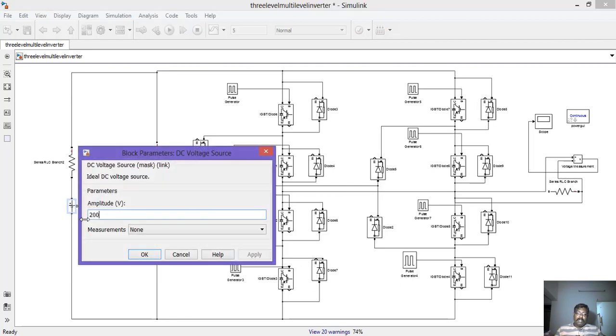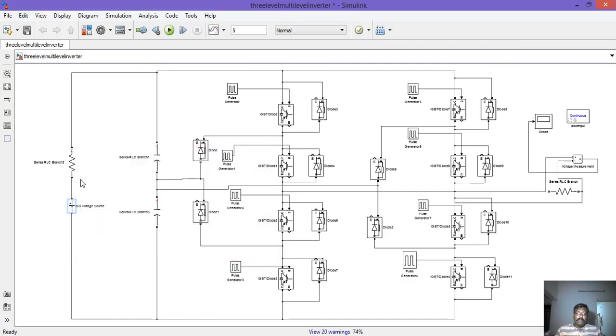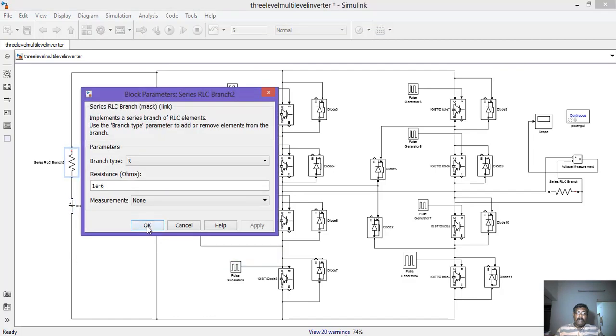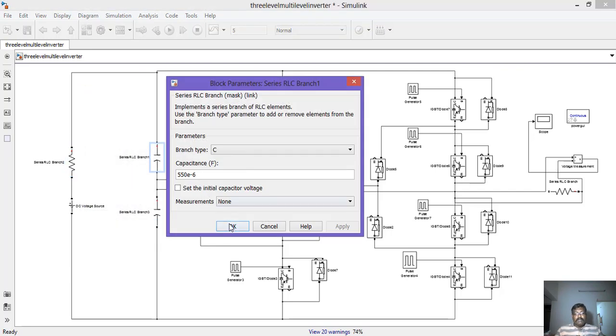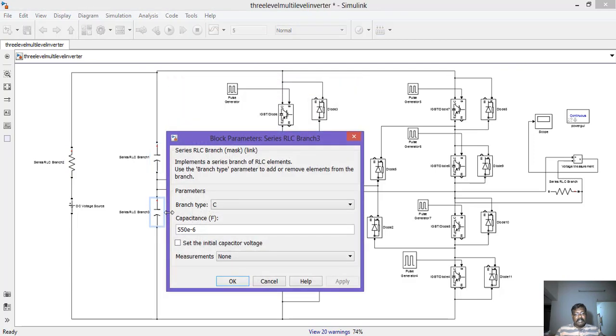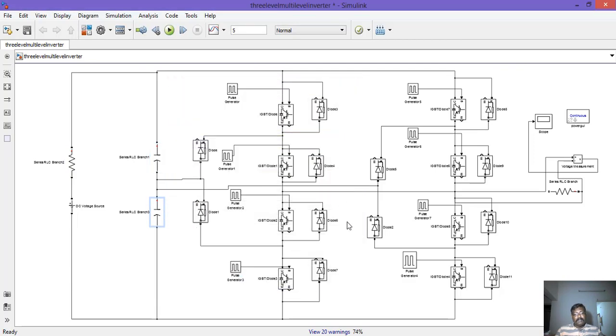Here, for DC source, I have given a value of 200. Resistor value 1e⁻¹. Capacitor value 550e⁻¹. Second capacitor value 550e⁻¹.